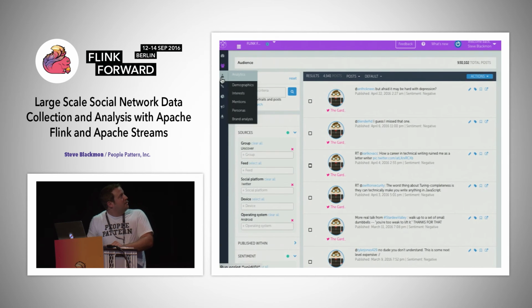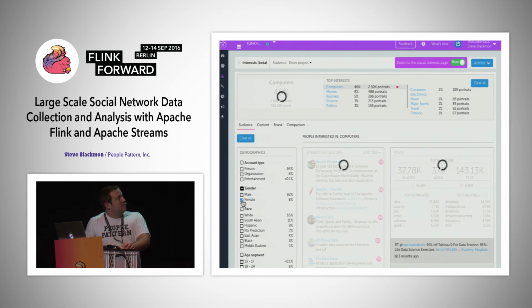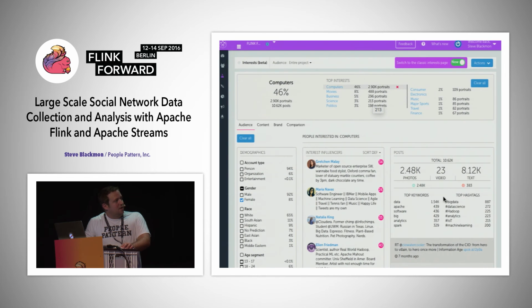We have other analysis features. I'll show you this one. This is if you're specifically interested in analyzing interests. And this is a React app that's written to be highly responsive. So you can kind of toggle on different interest groupings. And all these pieces kind of update live.